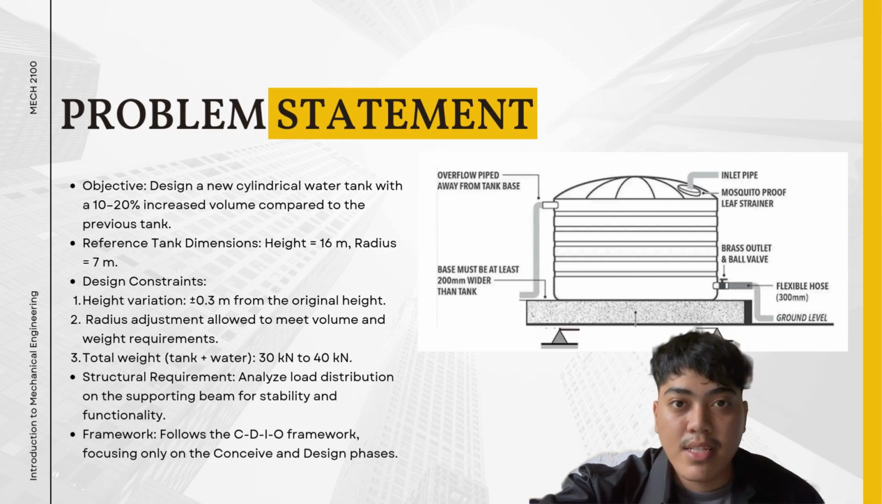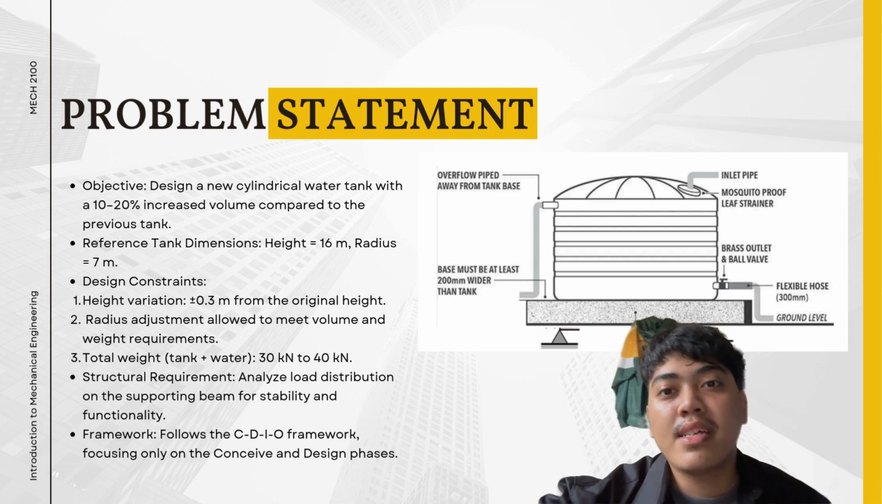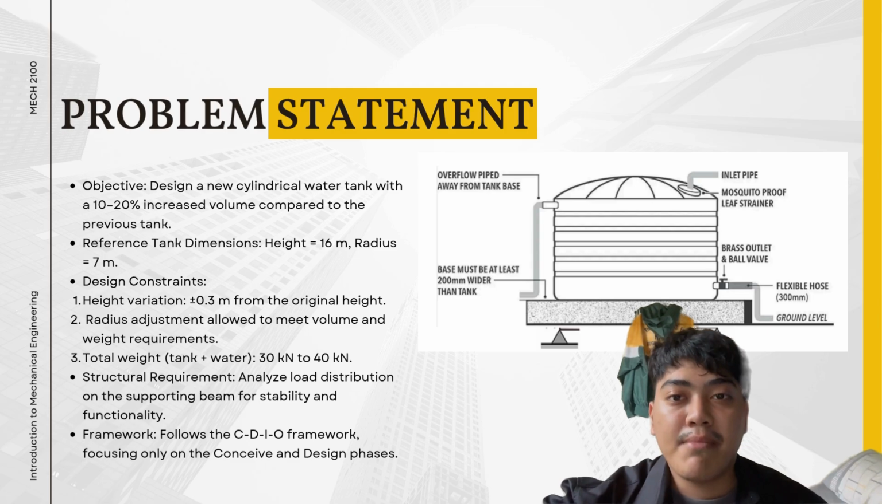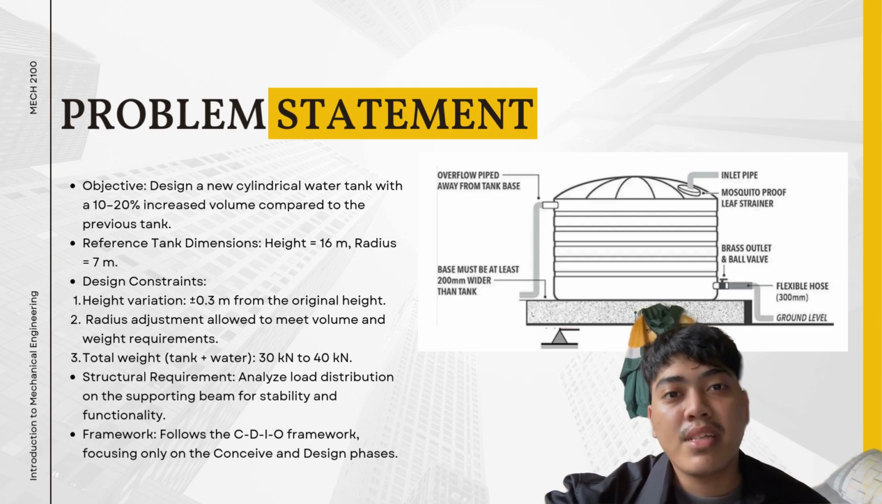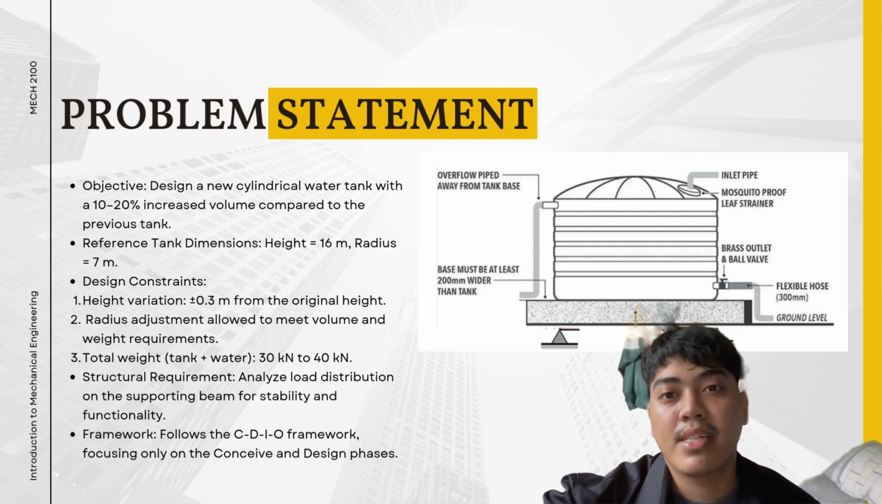We were instructed to design a new cylindrical water tank with a 10 to 20% volume increase compared to the previous tanks. As for reference of the tank's dimensions, the height is 16 meters while the radius is 7. The design must not exceed 0.3 meters more or less from the original height, and the radius must be adjusted to meet volume and weight requirements.